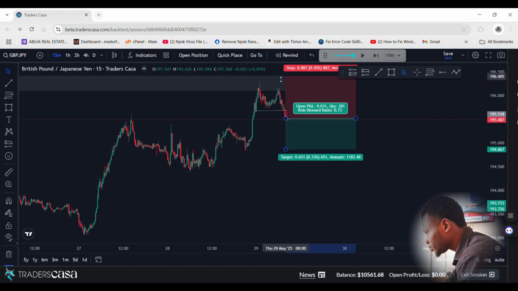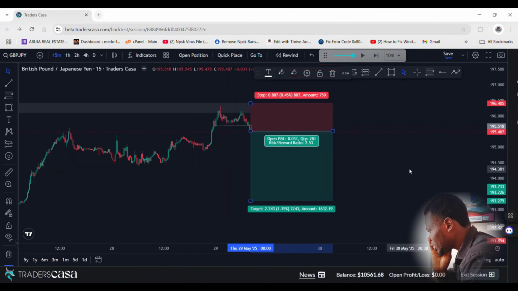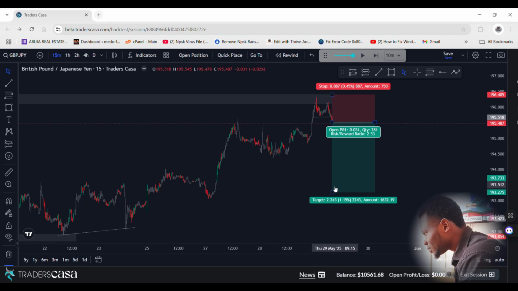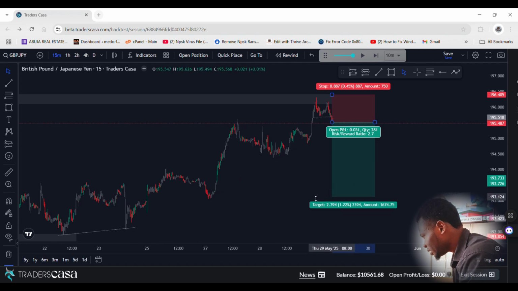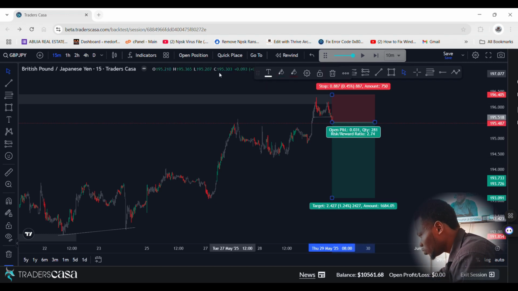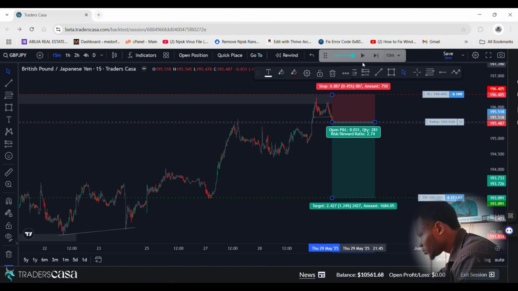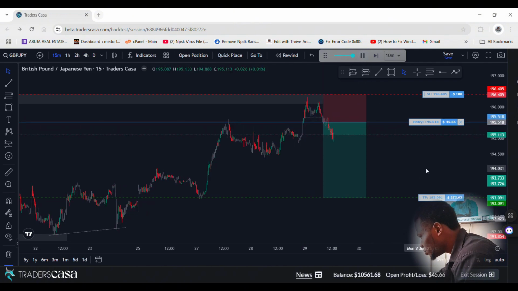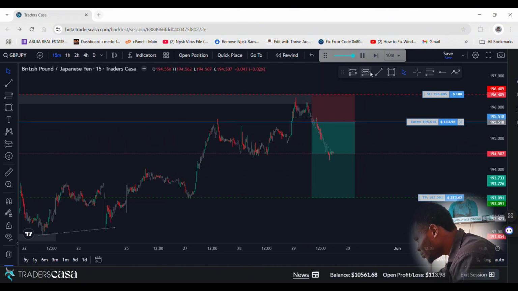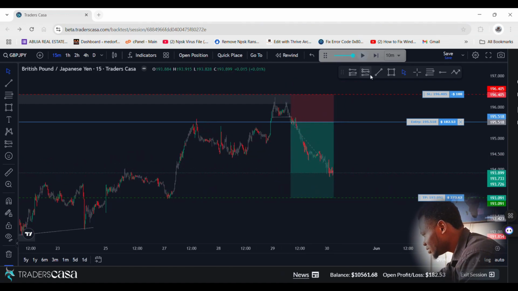My stop loss is going to be above, and then I'm going to target 1:3. It may not really be up to 1:3, but I'm just going to target this level here. So let's place the order immediately. I'm placing a limit order so that price will trigger me. So let's see how price goes. It has been triggered. You see, imagine I was still waiting for price to pull back before taking the entry.